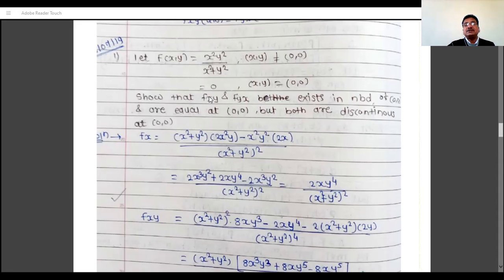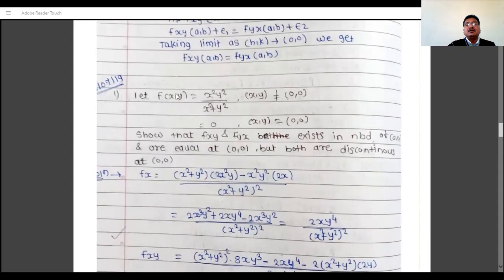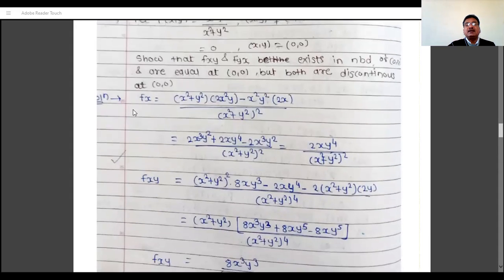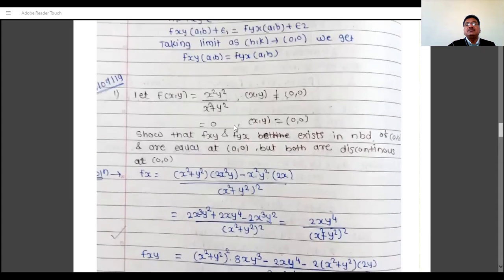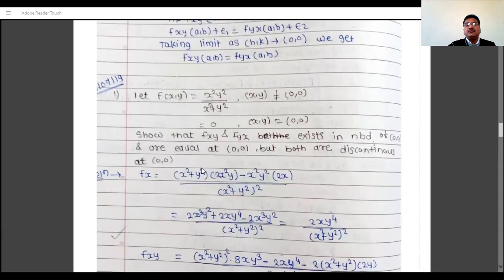Now we have to find first fx and fy at (0,0). So the function is this, and we can find fx by using the u by v rule. The derivative with respect to x means y is constant. So the derivative of u, x square y square: y square is constant, and the derivative of x square is 2x, so we get 2x y square.